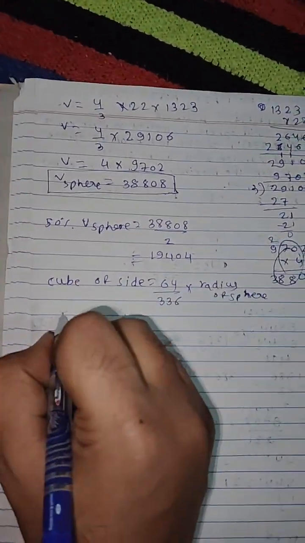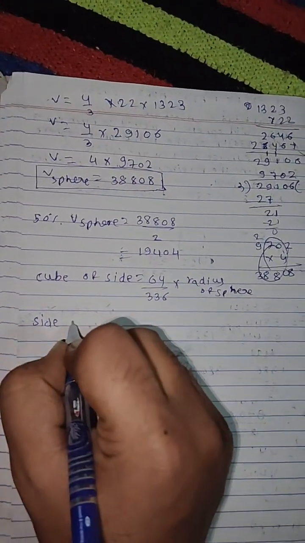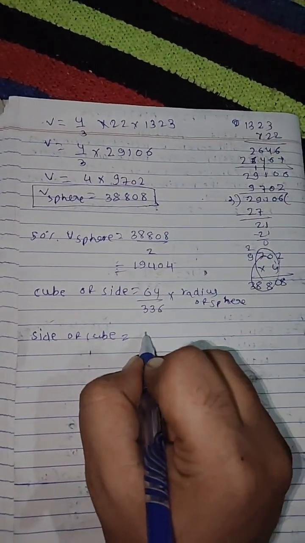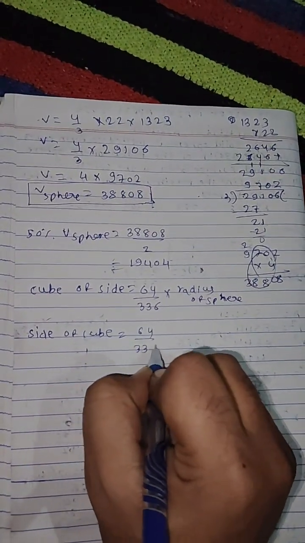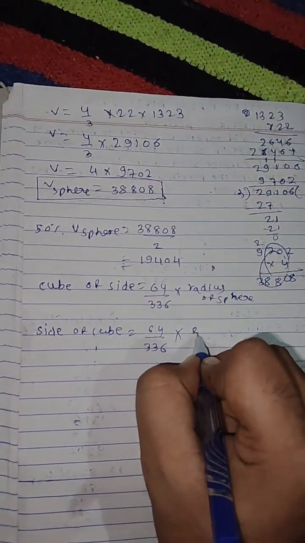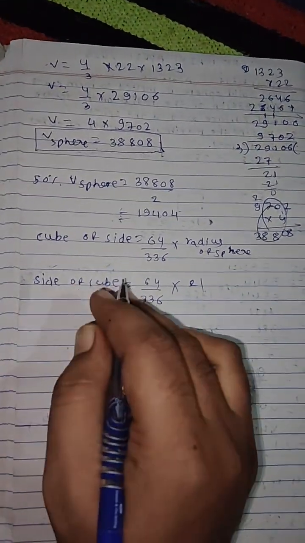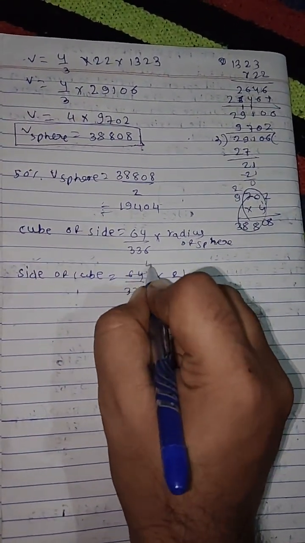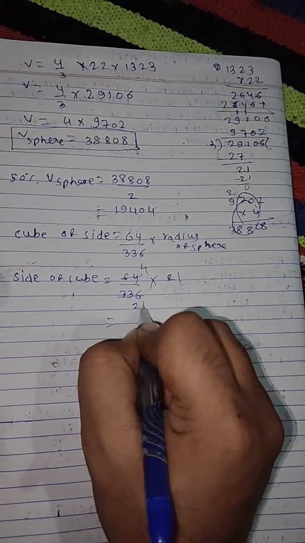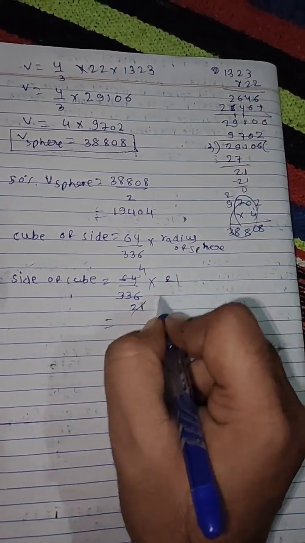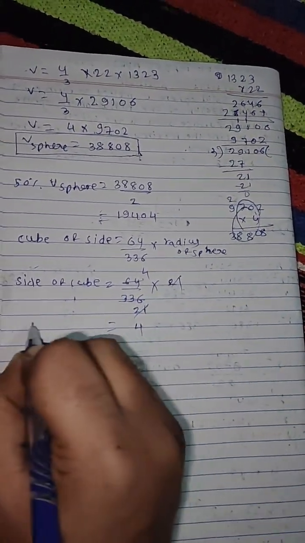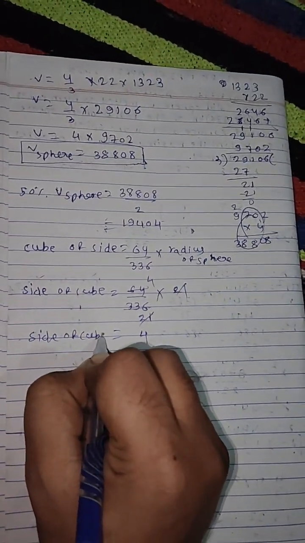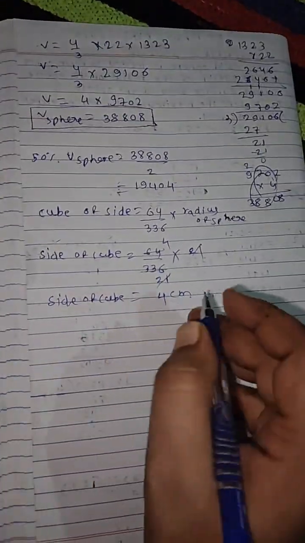Okay, so side of cube we can find. It is 4/3 of the radius. So radius we have found, it is 21. So side of cube we can solve. 21 and 21 will cancel, so it is 4. So side of cube is 4 centimeter.